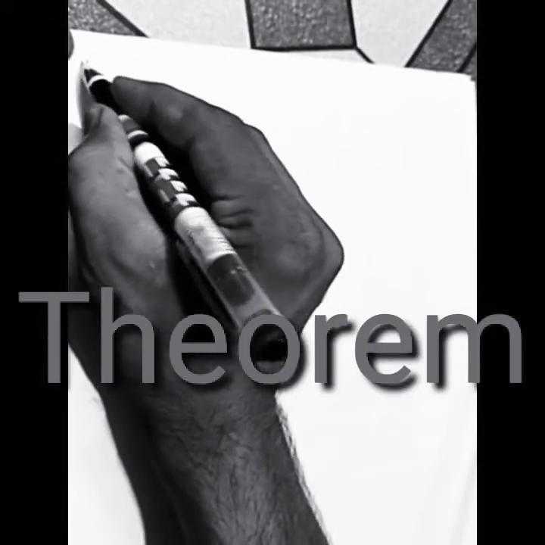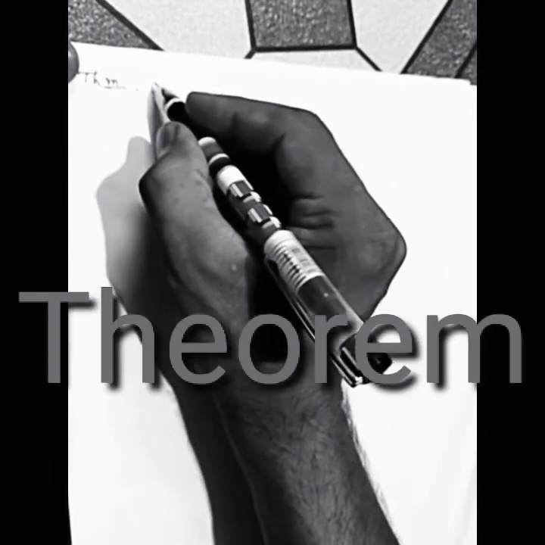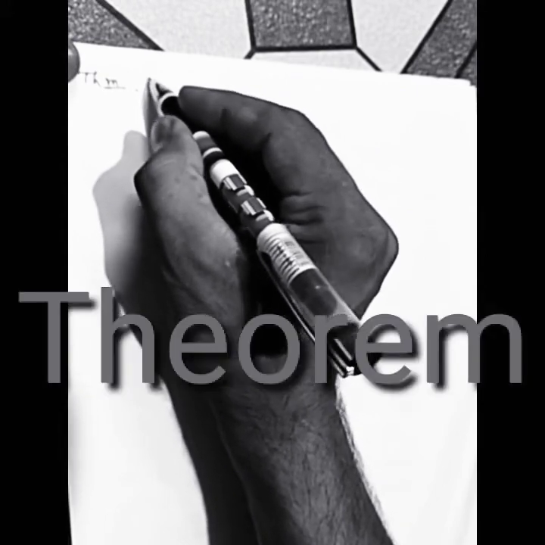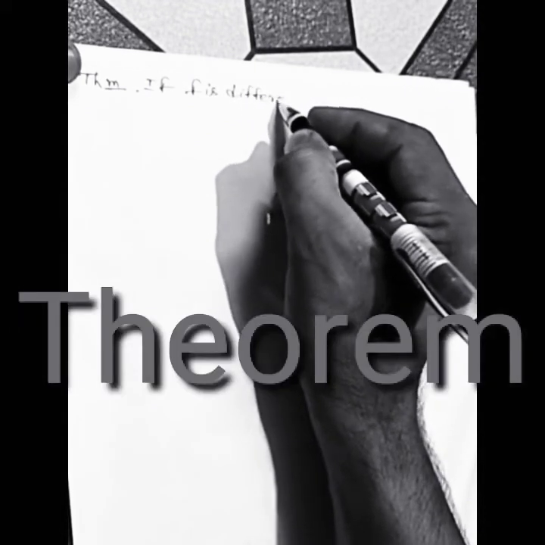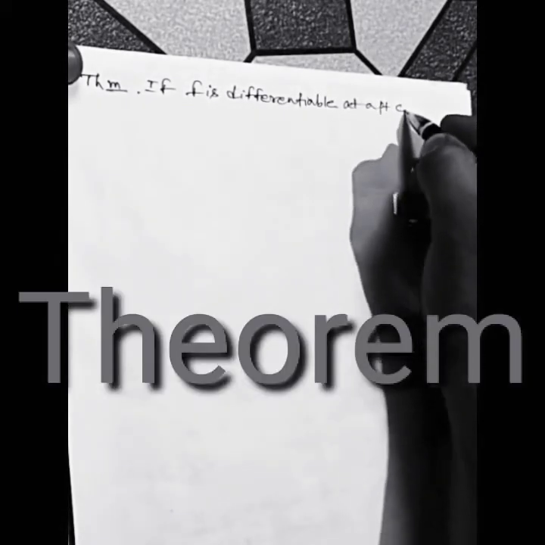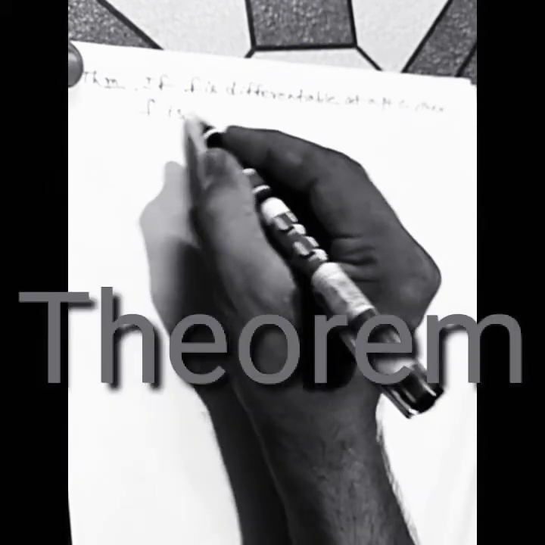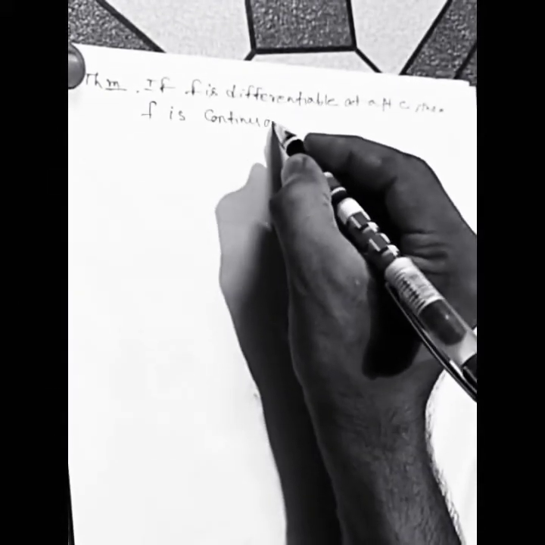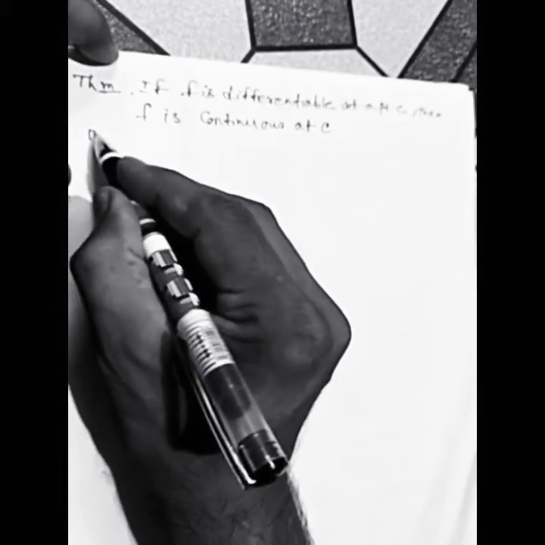We will start the theorem. Okay, theorem. See, what is the theorem? If f is differentiable at a point c, then f is continuous at c. So see, how can you prove it? So, prove.